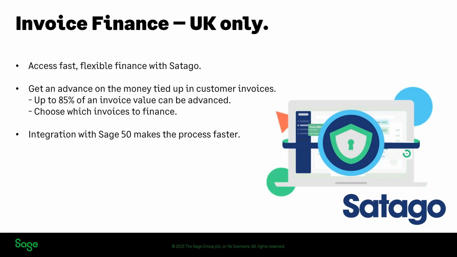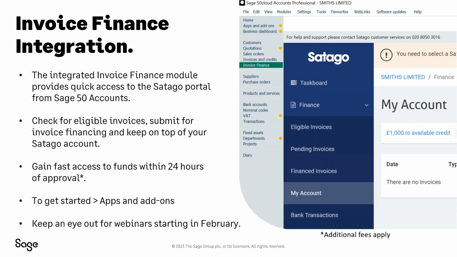The integration is directly from within your Sage accounts. You'll have a new invoice finance option once you subscribe to the service, and it lets you straight in there. Within the Satago portal, it will give you a list of eligible invoices, and you can choose which of the invoices you want to raise finance against. That's where the flexibility and the speed comes in. To get started, once you're on version 29, go into the apps and add-ons option, which is available on your toolbar on the left, and you'll find out more information. And keep an eye out for webinars, which we're hoping to start towards the end of February as well.